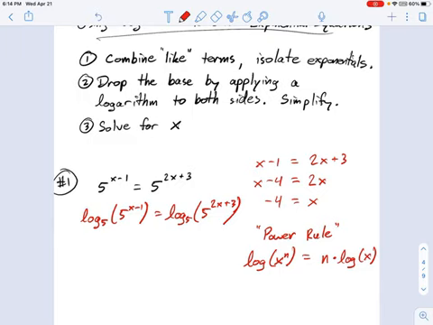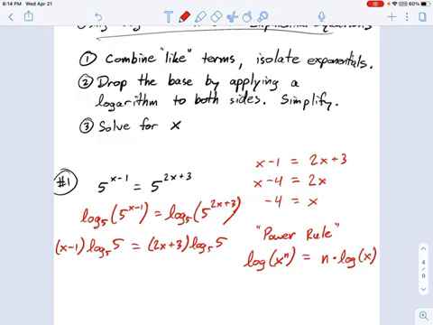Okay, so what does that mean for our equation on the left here? Well, our exponent is x minus 1, so I'm going to take that and put it out here as a coefficient. I have x minus 1 times the logarithm base 5 of 5, and that's equal to 2x plus 3 times the logarithm base 5 of 5.